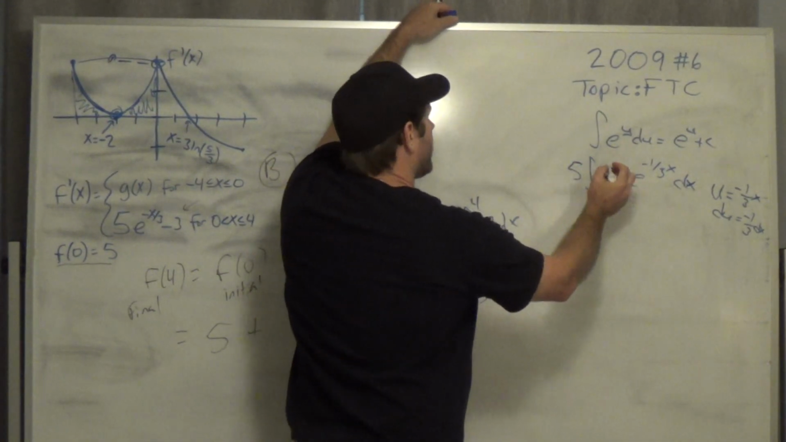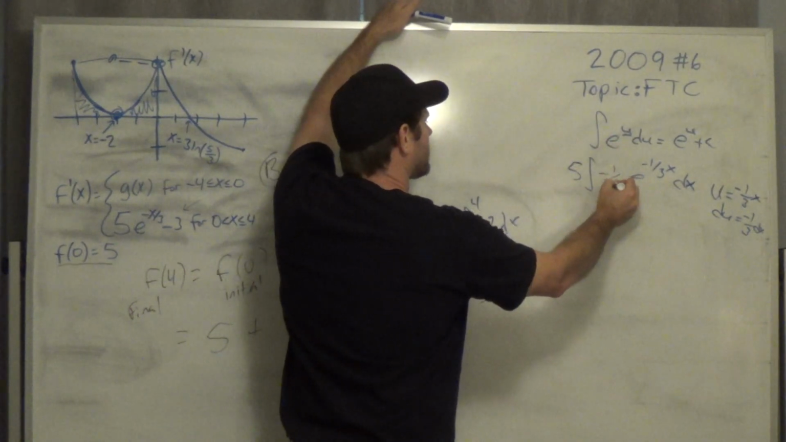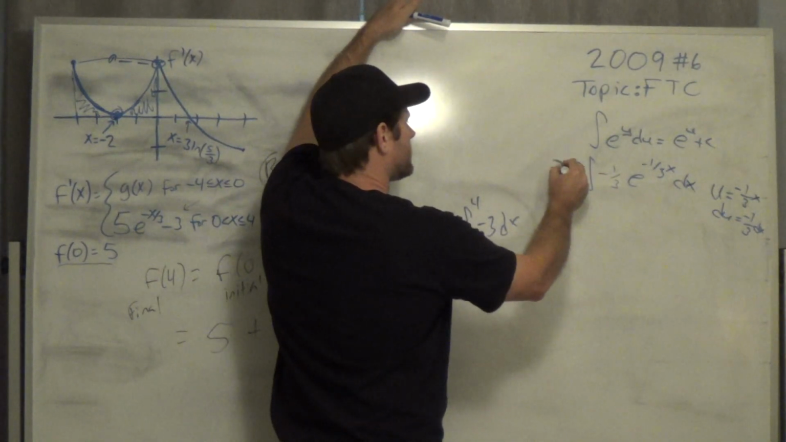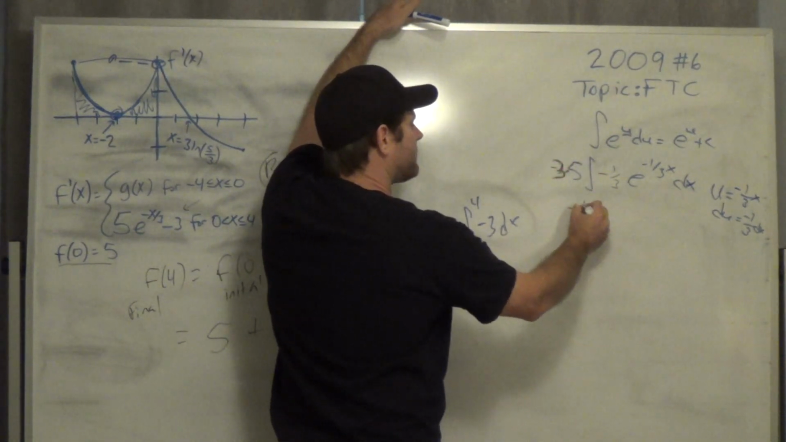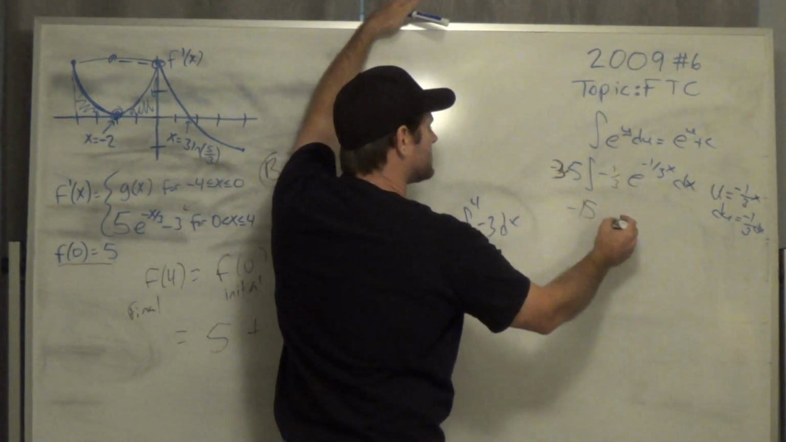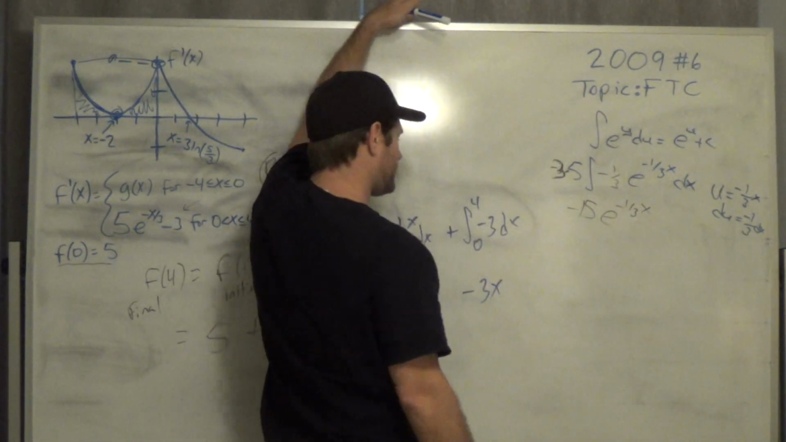I want a negative 1/3. So I move the 5 to the outside. I put a negative 1/3 offset by its reciprocal, negative 3. So now I have this negative 15 in front. And this is now perfectly e to the u du, so its antiderivative is simply e to the u.